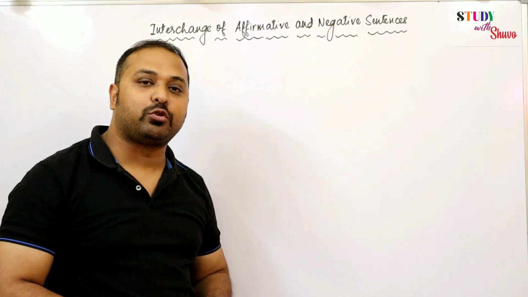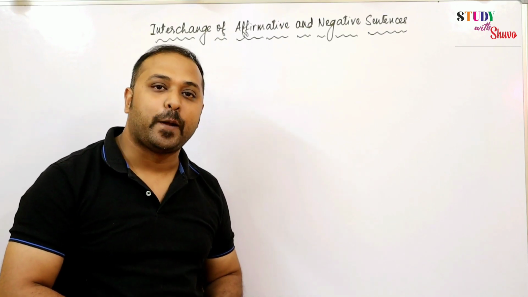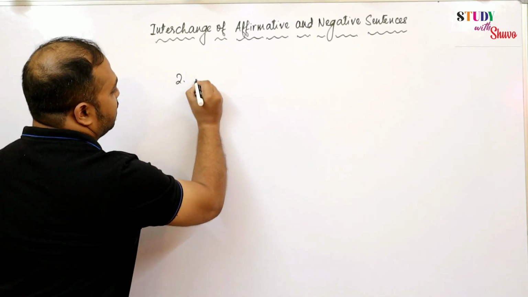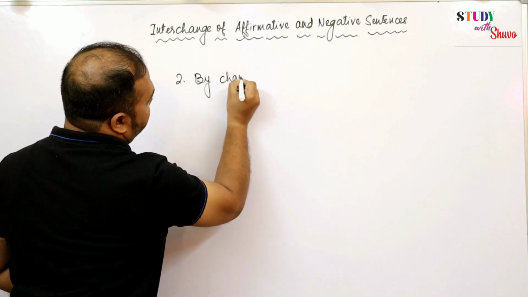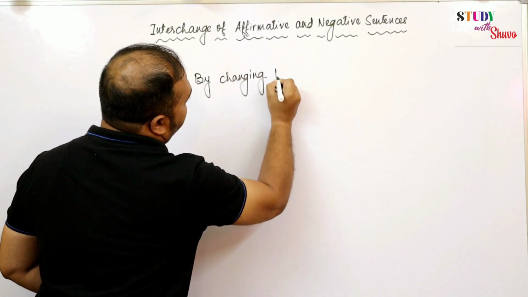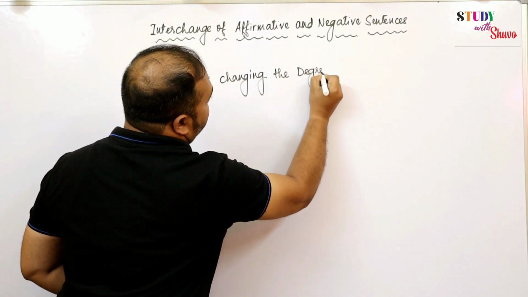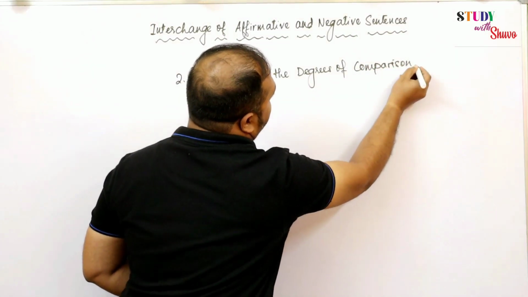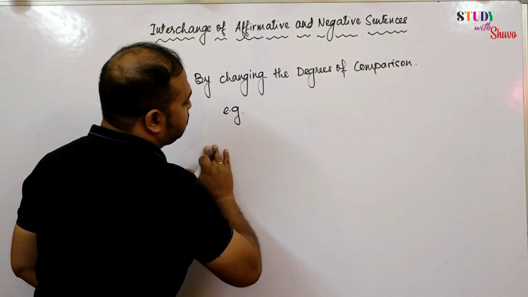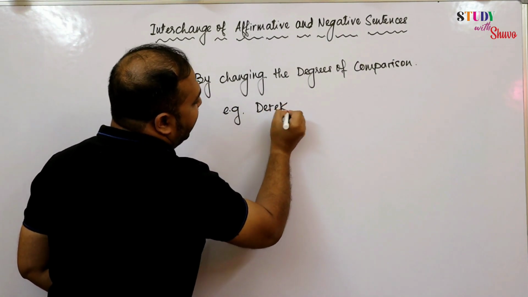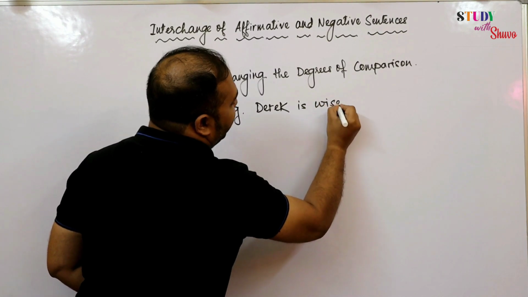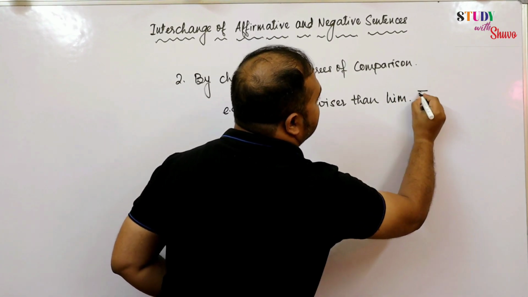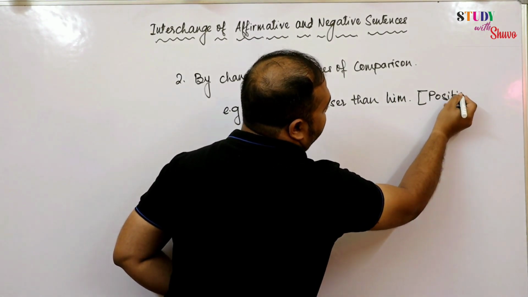We are going ahead with the second rule of transformation. The second rule is by change of the degrees of comparison, by changing the degrees of comparison. Let's take an example. Derek is wiser than him. This sentence is positive in nature.